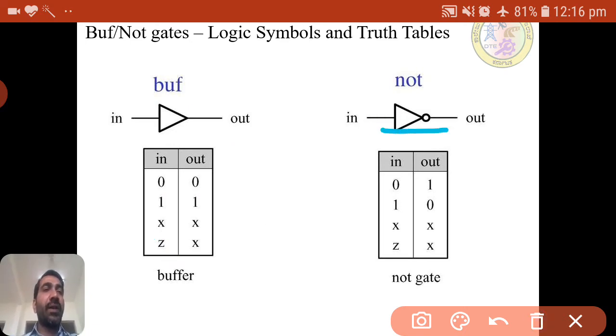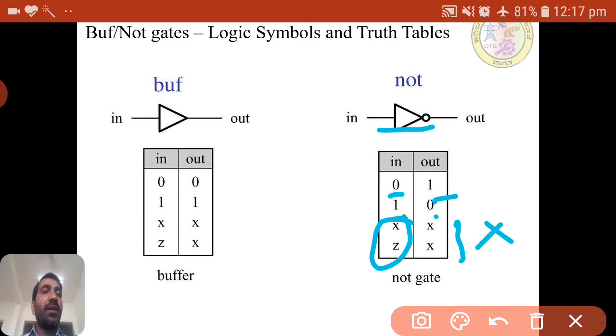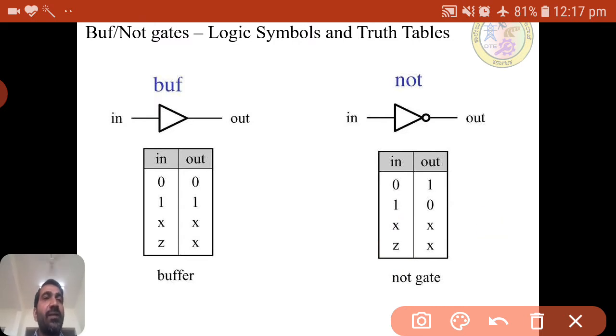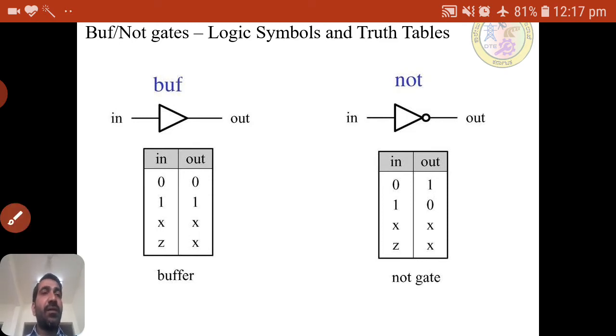If you come to the NOT gate, the difference between buff and NOT is that if we put a NOT on the buffer, it becomes an inverter. This is the symbol for the inverter, and as the name suggests, it does inversion: the output is the complement of the input. If input is 0, output is 1. If input is 1, output is 0. As with the buffer, if input is x or z, the output will be x, that is unknown. These are the truth tables for the buffer and NOT gates.